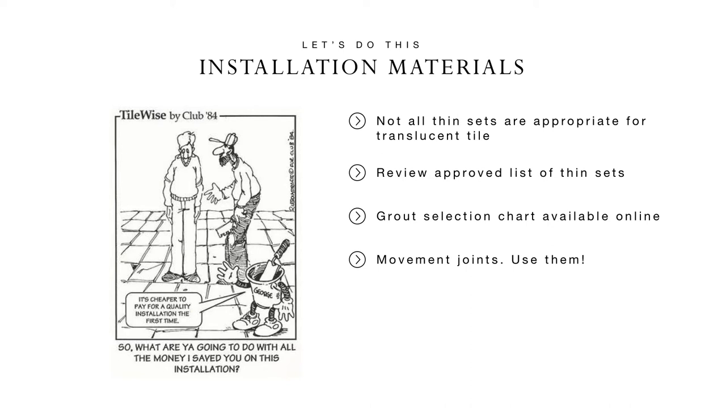So not all thin sets are appropriate for translucent tile. As you all know, there's a wide range of product on the market. They range from $10 a bag to $50 or $60 a bag. And just like anything else in the world, you get what you pay for. A more expensive thin set has more chemical modification and a higher level of performance.